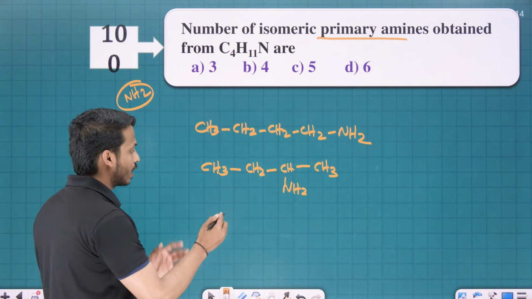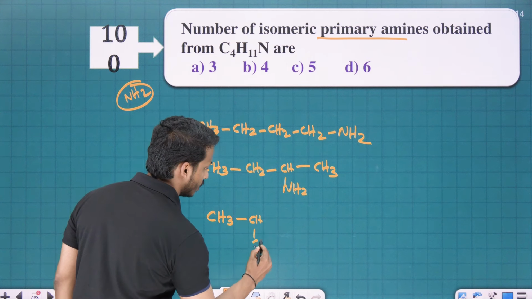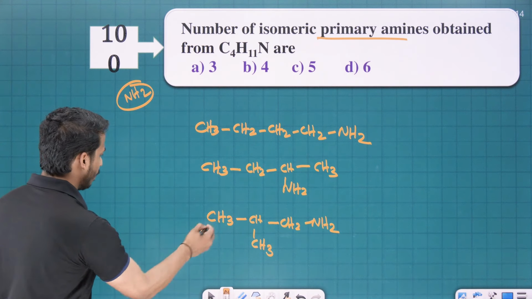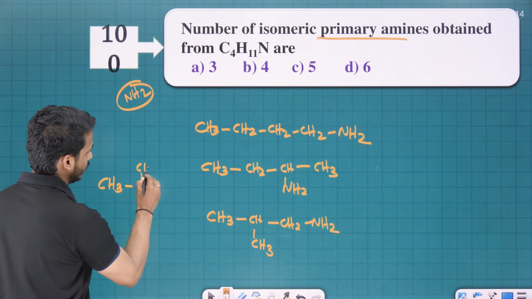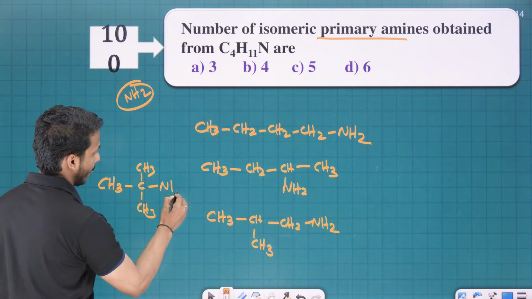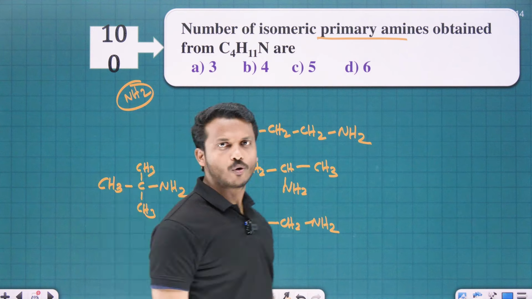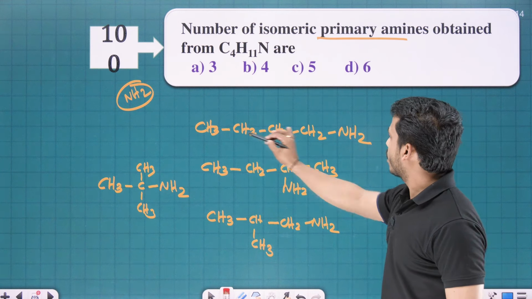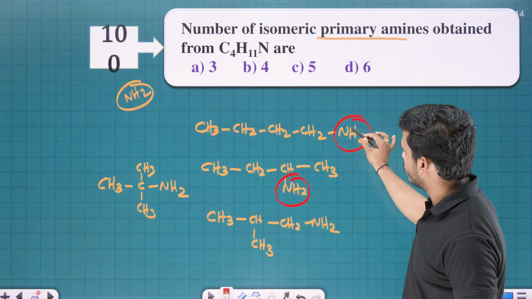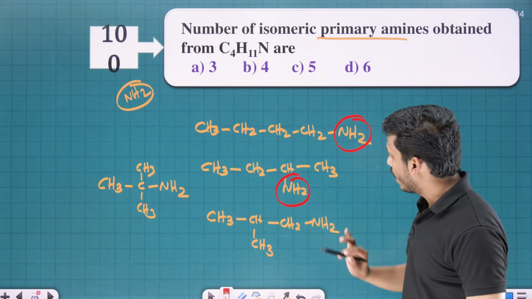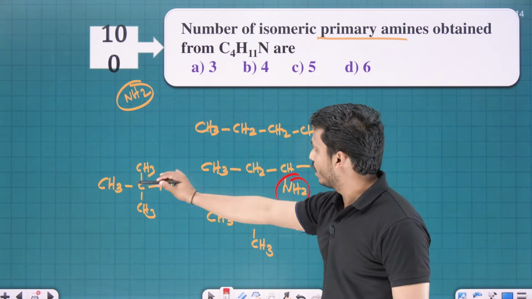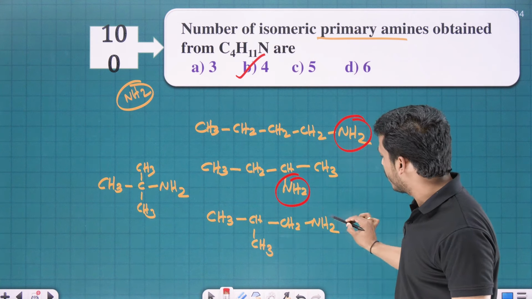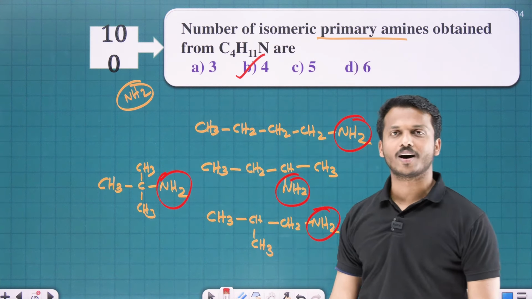Now let me change the carbon chain. Let me write CH3, CH, CH3, CH2, NH2. This is another one. Now let me make another branched chain: CH3, C, CH3, CH3, NH2. Possible, right? So I think I got 4 structures. Can you please cross check whether any other structure is possible or not? For a 4 carbon chain, this is the maximum possible. One on the first position, second position, finished. Now 1 carbon as a branch, 2 carbon as a branch. So I think this is the maximum. With primary amines, a total of 4 structures are possible.